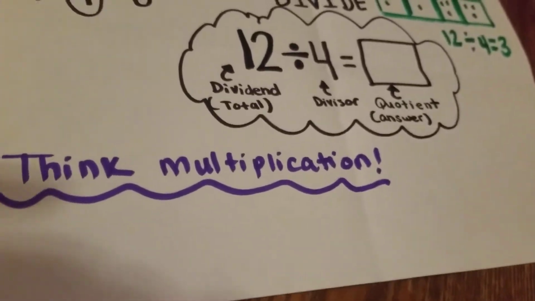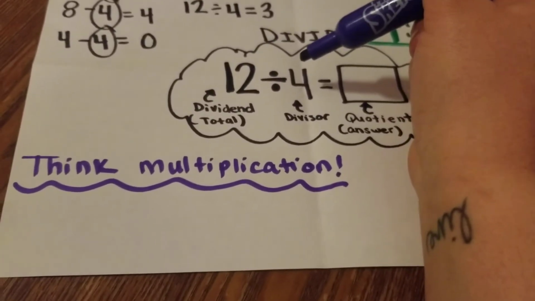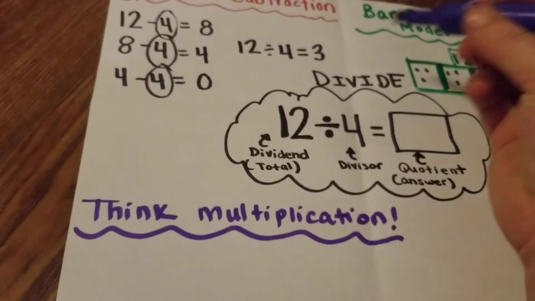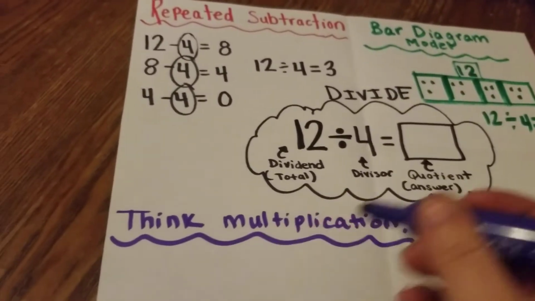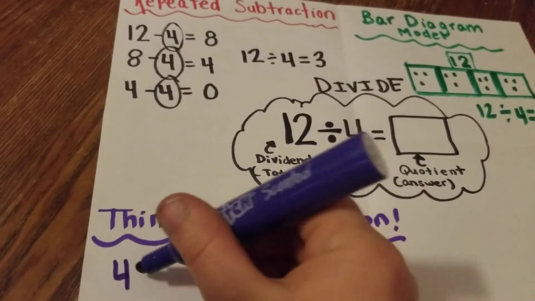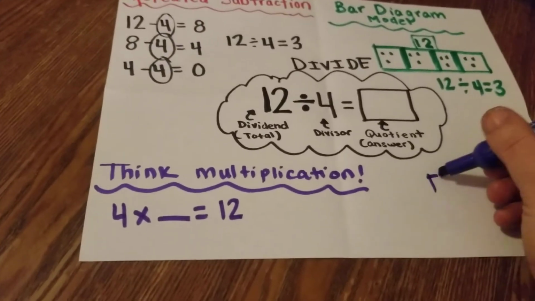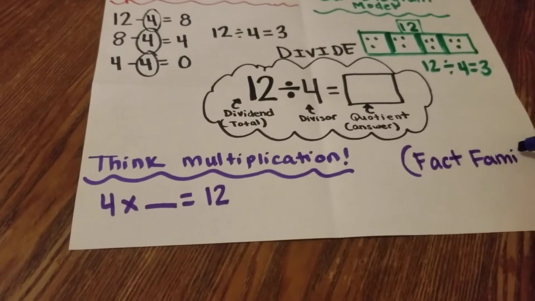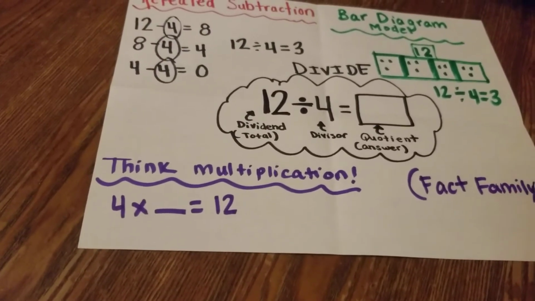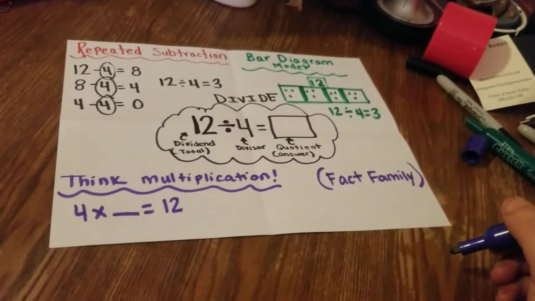Think multiplication is very similar to fact families, boys and girls, okay? I want you to remember that multiplication and division are the opposite of each other. So I want you to think of 4s right now, and think backwards: 4 times what number equals 12? You can go ahead, boys and girls, and make a fact family as well. Sometimes knowing your multiplication facts makes it a lot easier to divide. Here we go.